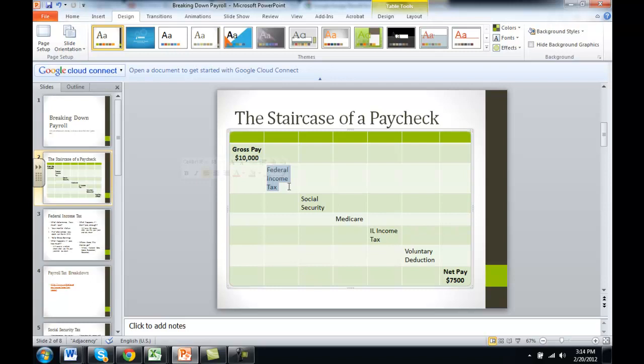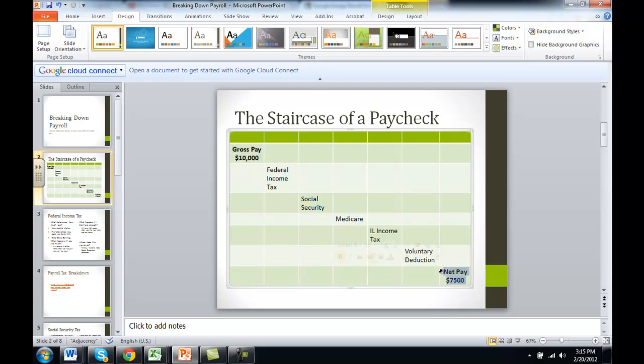So he takes a step down, and he's going to have to pay federal income tax. He takes a step down, he has to pay Social Security tax, then Medicare tax, then Illinois income tax, then things he chooses to take out of his paycheck. We'll talk more about that here in a second. So it's called a staircase because you start with $10,000, but as you move down the stair, certain money gets removed from your paycheck, leaving you with less than what you began with.